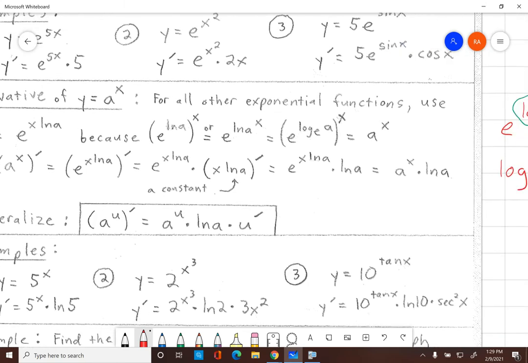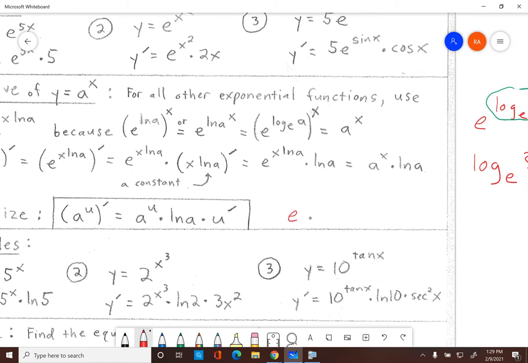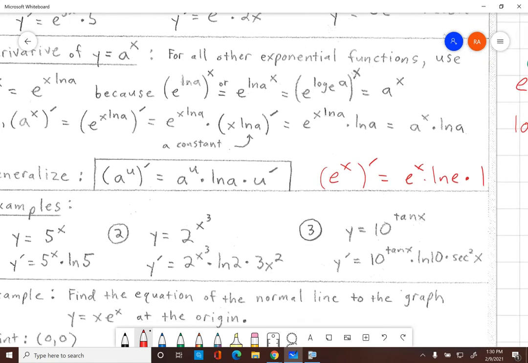And you can even look at these for e to the x. If you looked at e to the x, okay, I want to take the derivative of e to the x. You can say it's itself times natural log of the base times the derivative of the exponent. And if we remember what's natural log of e, e to the what equals e, this is also equal to 1. So this would be e to the x times 1 times 1. So the derivative of e to the x is e to the x. But in general, and that's just because natural log of e is 1, that's not true for any other number. So the derivative of a to the u is itself times natural log of the base times the derivative of the exponent. So let's see how that works.